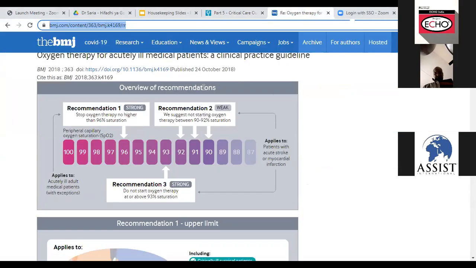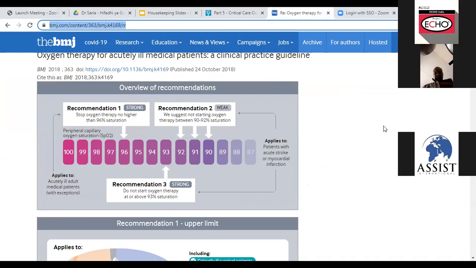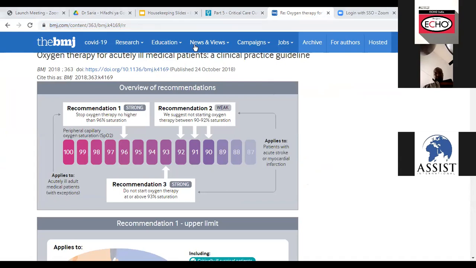Okay. So we have been discussing so many times about this oxygen saturation goals. So this is not a new thing we are discussing here, and the detail I think Kevin will share with you the links, and you can go in detail. So this is the recommendation.